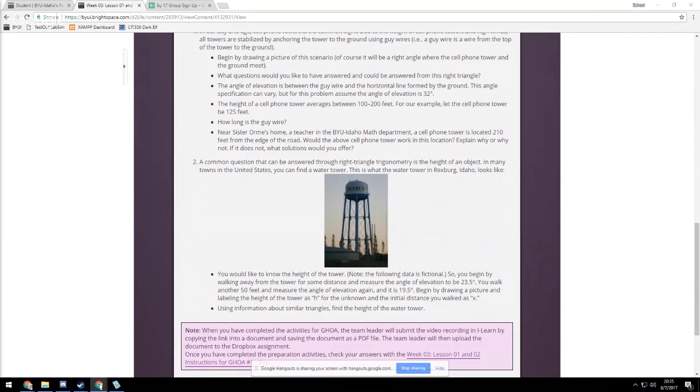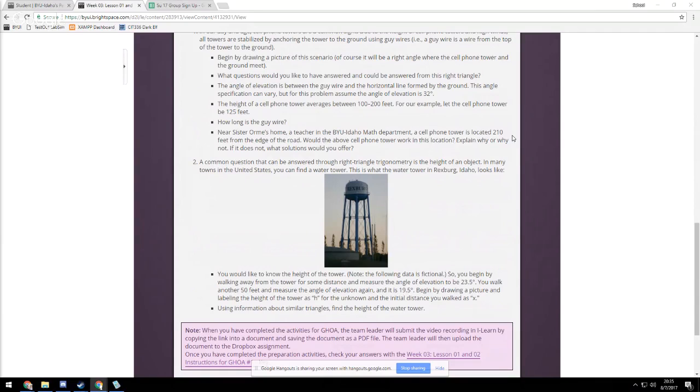Your sister's house, a teacher in the BYU cell tower, is located 210 feet from the edge of the road above the cell tower. The above. I really didn't understand that. Why?